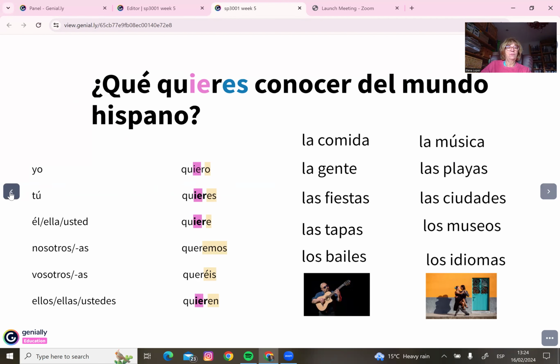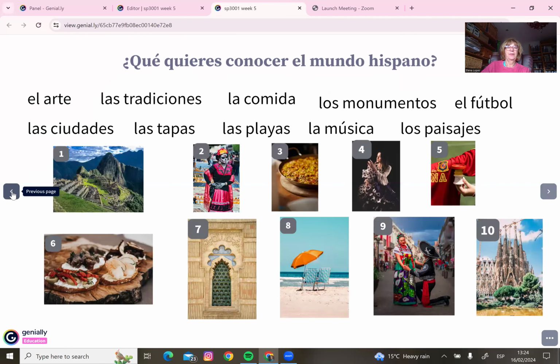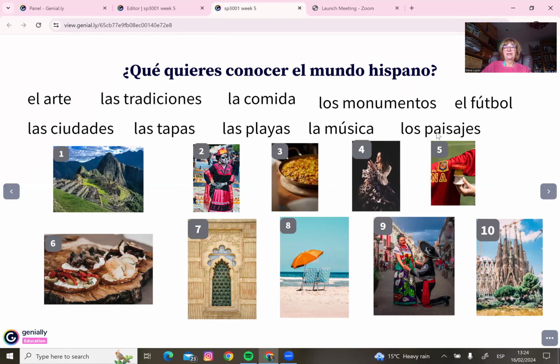Okay, so let's see what you understand from these words. Los paisajes, número 1, scenery. El arte, número 7, o el arte es número 10. La comida es el número 5, food. Los monumentos, el número 1. Aquí tenemos Machu Picchu en Perú y otro monumento, la Sagrada Familia en Barcelona. El fútbol es el número 5. Las ciudades, Barcelona es el número 10.